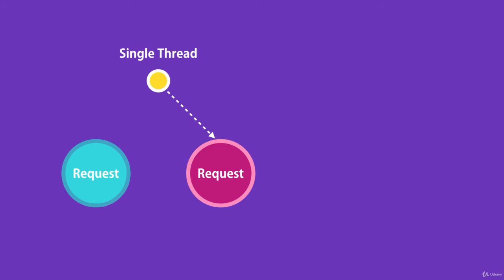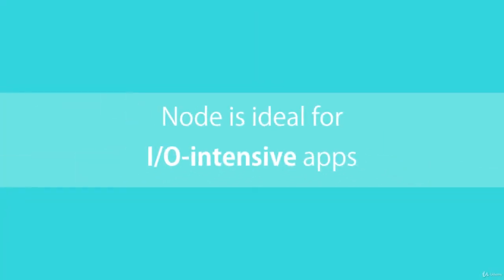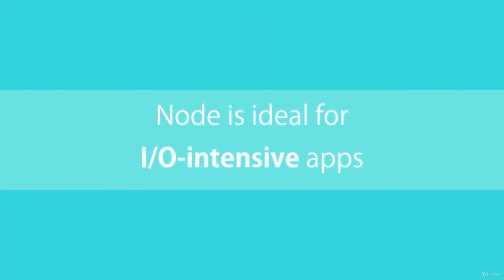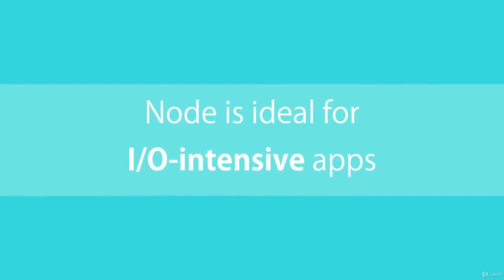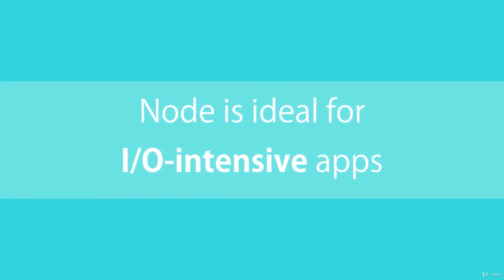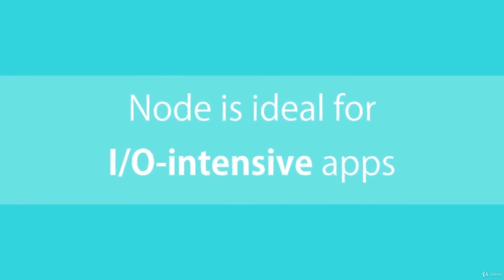When the database prepares the result, it puts a message in what we call an event queue. Node is continuously monitoring this queue in the background. When it finds an event in this queue, it will take it out and process it. This kind of architecture makes Node ideal for building applications that include a lot of disk or network access. We can serve more clients without the need to throw in more hardware. And that's why Node applications are highly scalable.